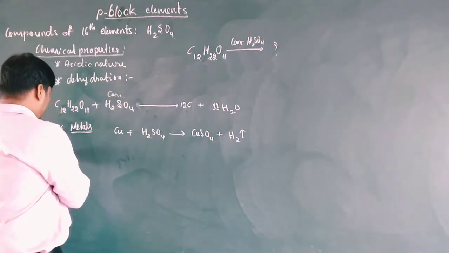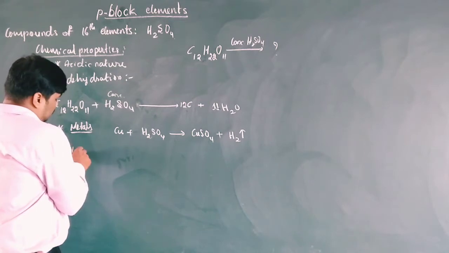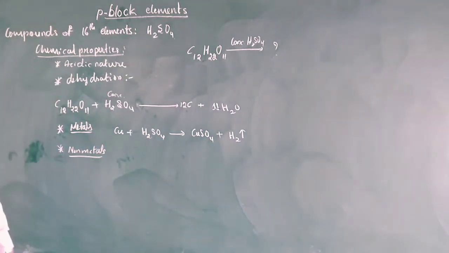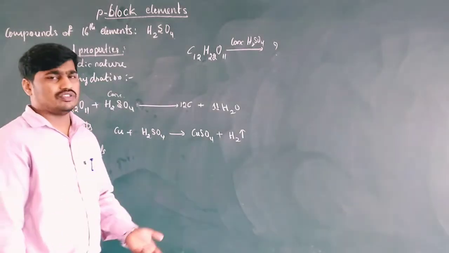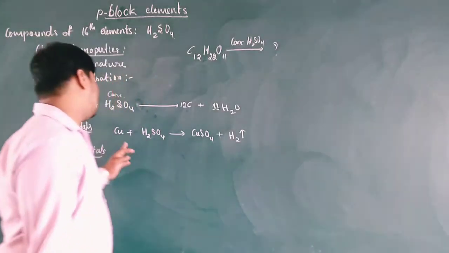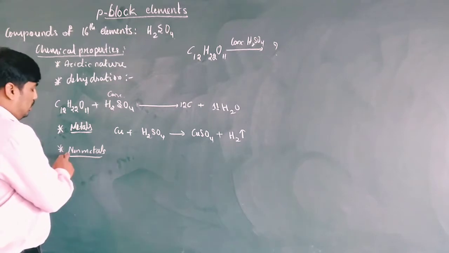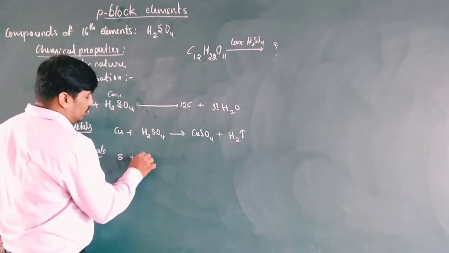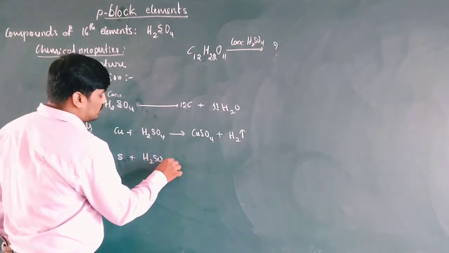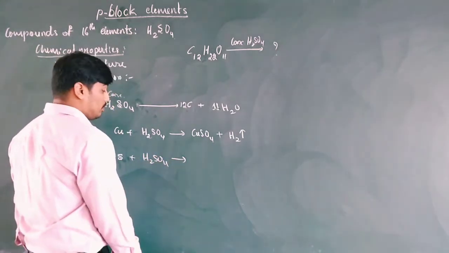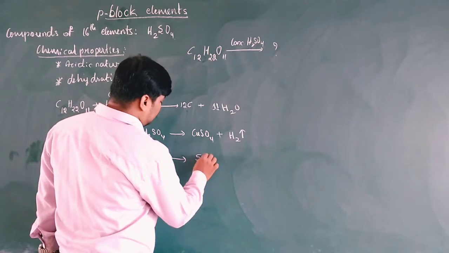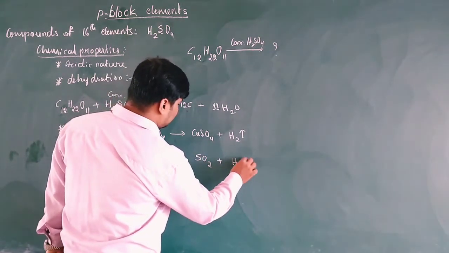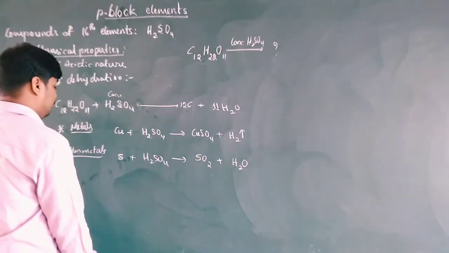It also reacts with non-metals. How does it react with non-metals? You can consider another example also, magnesium or iron and all that. Non-metals like sulfur. When sulfur reacts with sulfuric acid, what may be the product? The products are sulfur dioxide and water. Sulfur dioxide and water are formed.